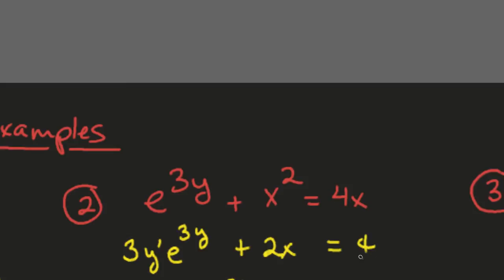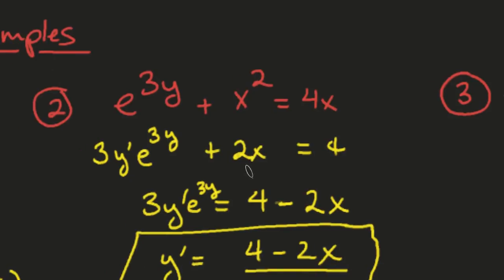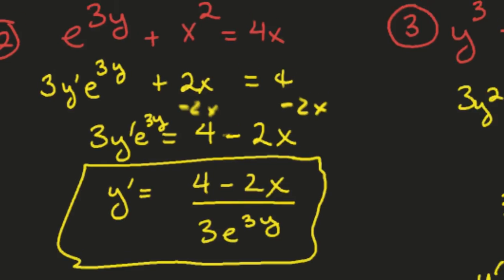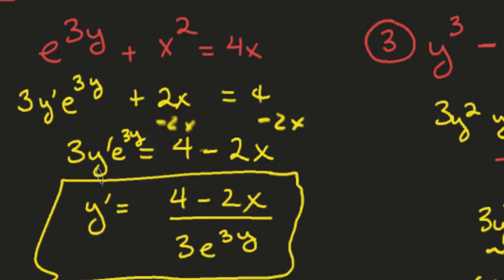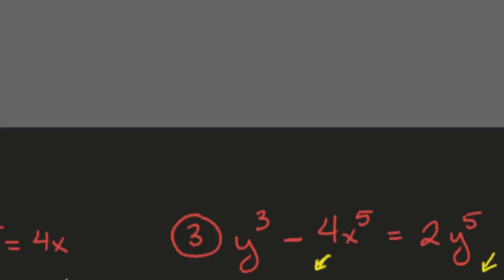Dx is business as usual. Derivative of a number times x is that number. Get all the y primes on one side, everything else on the other, so you subtract that 2x right there on both sides. You get that. And then at that point, divide by 3e to the 3y because you're solving for that y prime. It's pretty straightforward.